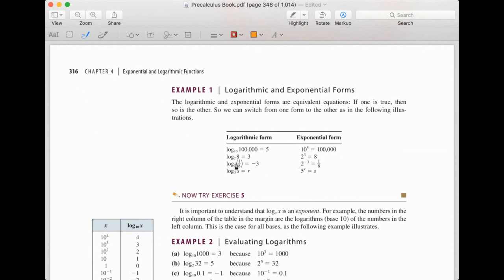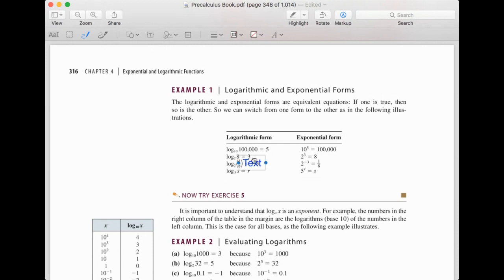Then this is the value, 100,000. Let's see, 2 to the 3 equals 8. So we can write log base 2 of 8 equals 3. That means the base is still base 2. The log value is an exponent, so 2 raised by 3 equals 8. Log base 2 of 1/8 equals negative 3. That means 2 raised by negative 3 equals 1/8, because 2 raised by negative 3 is 1 over 2 raised by 3. 2 raised by 3 is 8, so that's 1 over 8. Log base 5 of s equals r. We write it as 5 raised by r equals s.